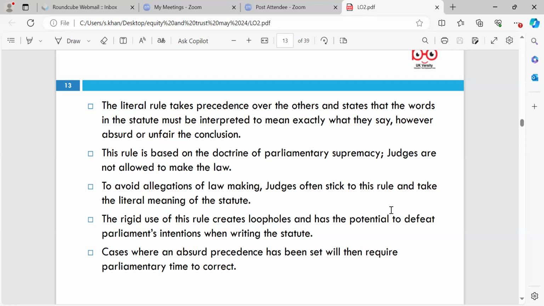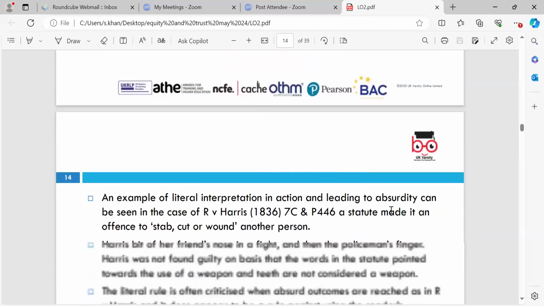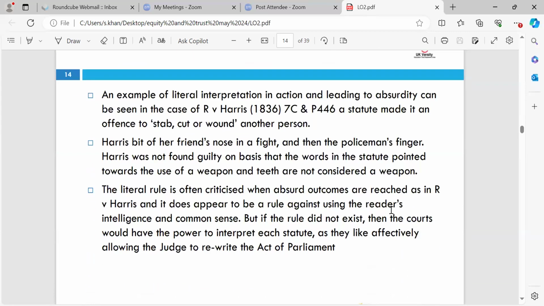Another famous case in regards to the literal rule is the leading case of R v Harris in 1836, where a statute made it an offence to stab, cut or wound another person, and Harris bit off a friend's nose in a fight and then a police officer's finger. Harris was not found guilty on the basis that the words in the statute pointed to the use of a weapon, and teeth are not considered a weapon.